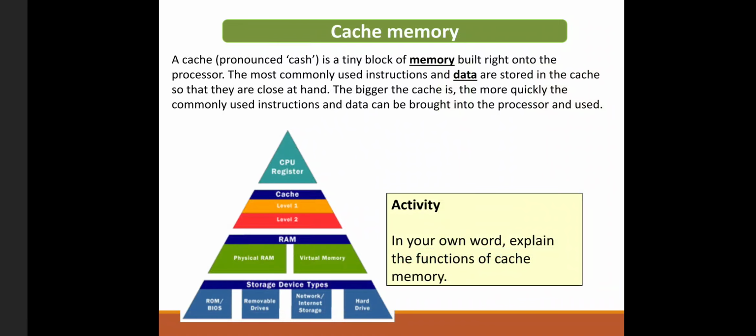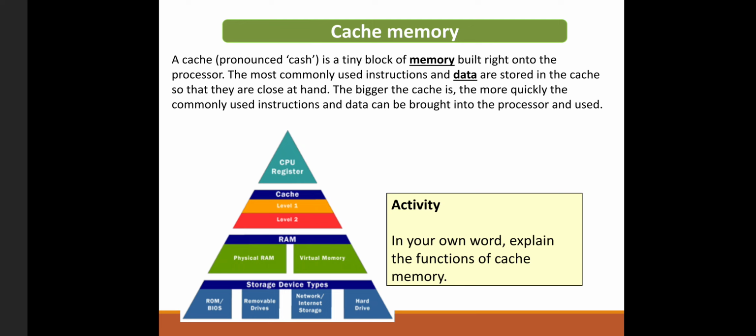So let's talk about the cache, and it's pronounced cache as in money. Cache is a tiny block of memory built right onto the processor. The most commonly used instructions and data are stored in the cache so that they are close at hand. Just like me right now, I have this container right beside me in my bedroom, and this allows me to keep my water bottle and stuff, anything that I may need immediately in my room.